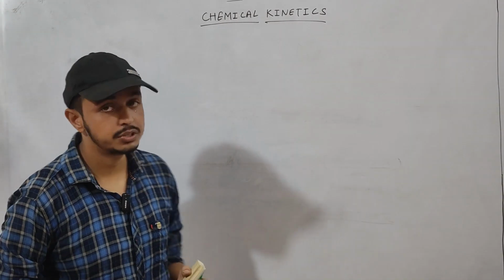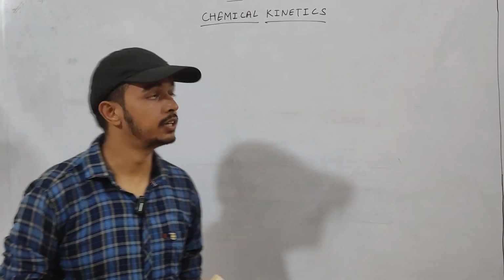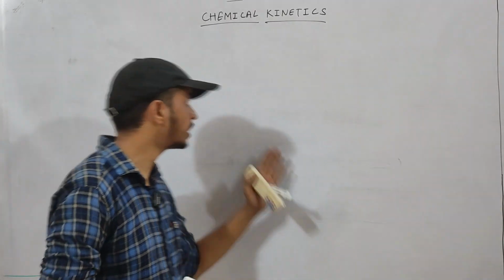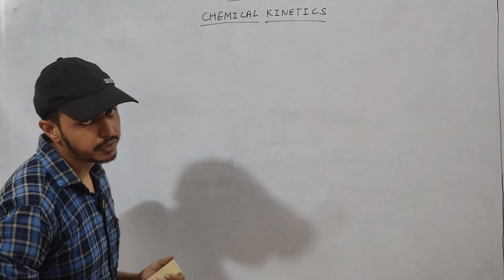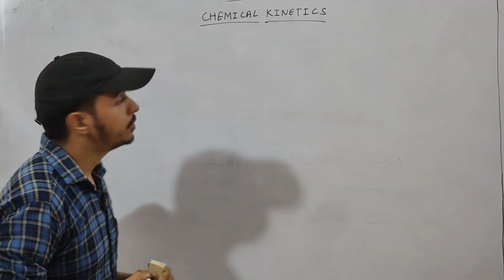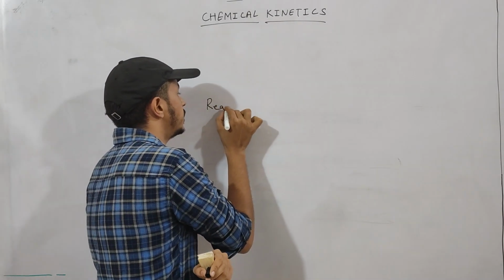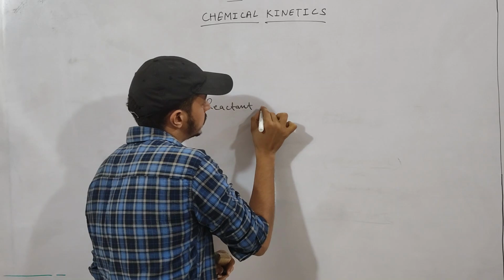Welcome guys, today we are going to discuss the third chapter of chemistry of NCERT 12th class, which is chemical kinetics. So first of all, what is chemical kinetics? It is the branch of chemistry in which we deal with the study of rate of reactions and its affecting factors.